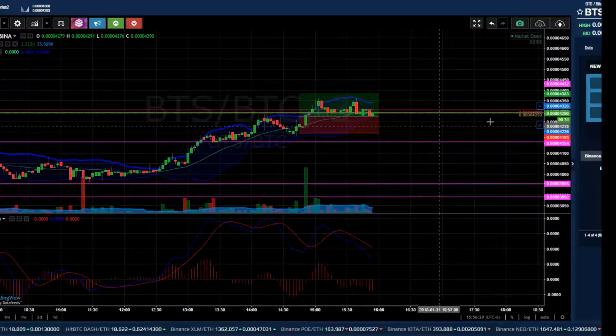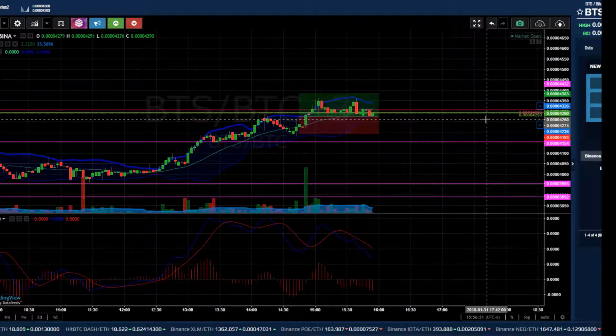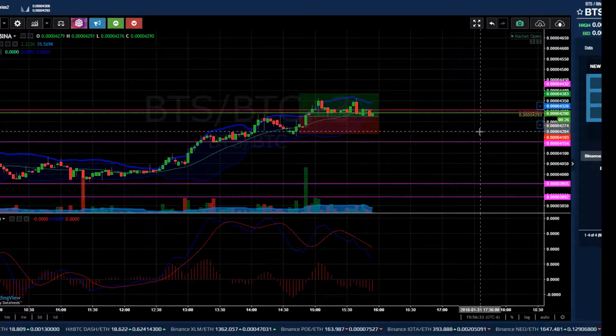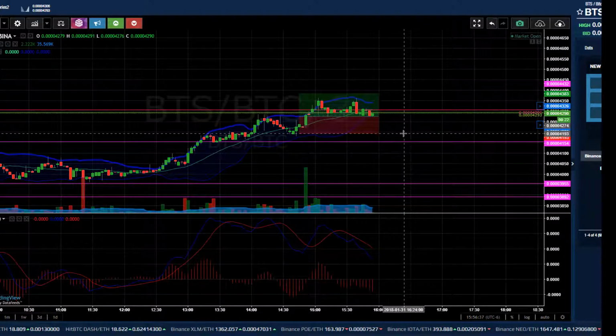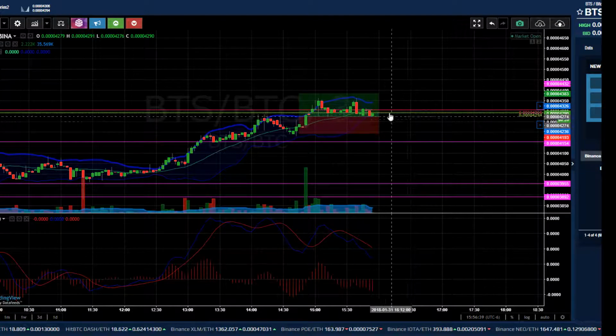So once again, I have nothing more to say, because it's moving sideways, and it's either going to go down and hit resistance and bounce back up, or it's going to start going up from here.